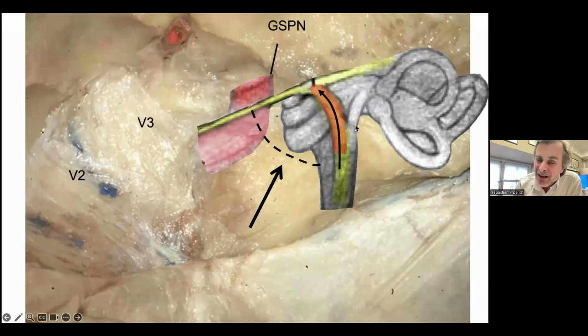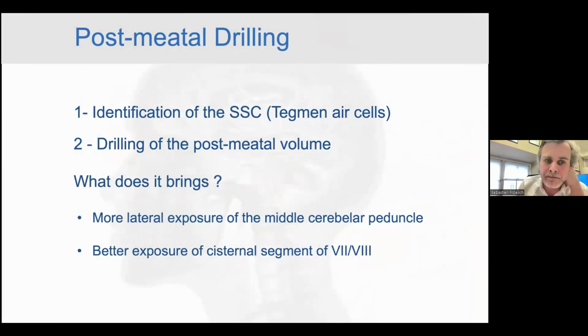But this is tough. There is really not so much space between cochlea and ampulla of the superior semicircular canal. There is usually around 3 millimeters. So you cannot even put a 3 millimeter diamond in between.